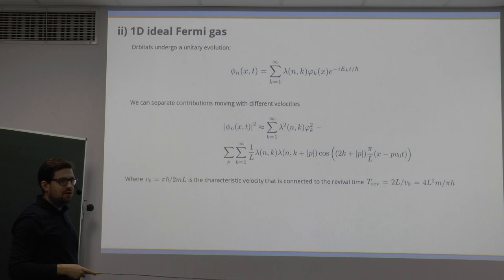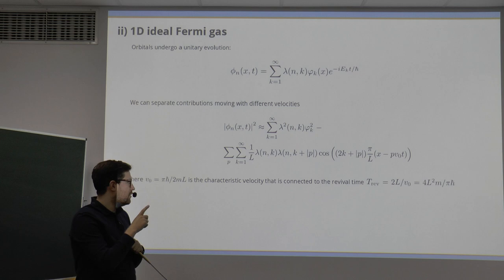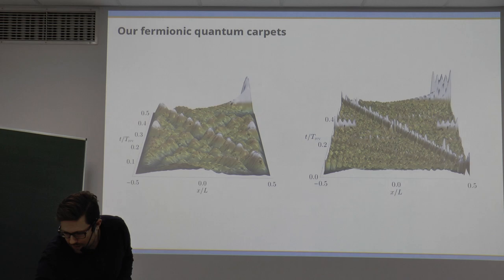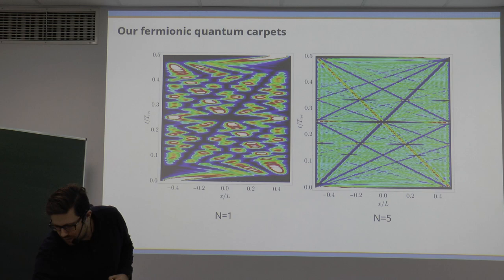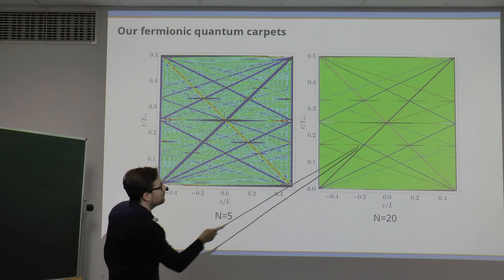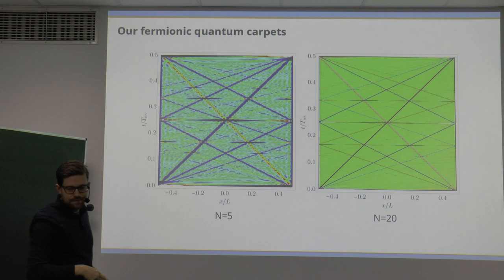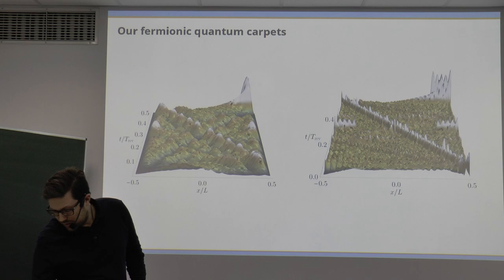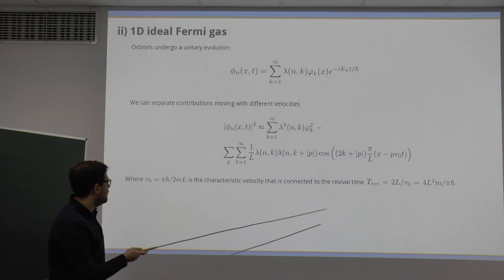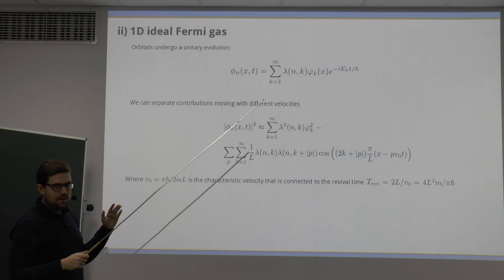P is just an integer, so it can be any integer. When I say positive P, I will mean, going back to this picture, P equals 1 is the slowest one, this is P equals 2, and for the negative P's, this is P minus 1, P minus 2, and so on. So positive P's will be right movers and negative P's left movers. And this velocity is the characteristic velocity that is connected to the size of the well, and is also connected to the time of the revival.